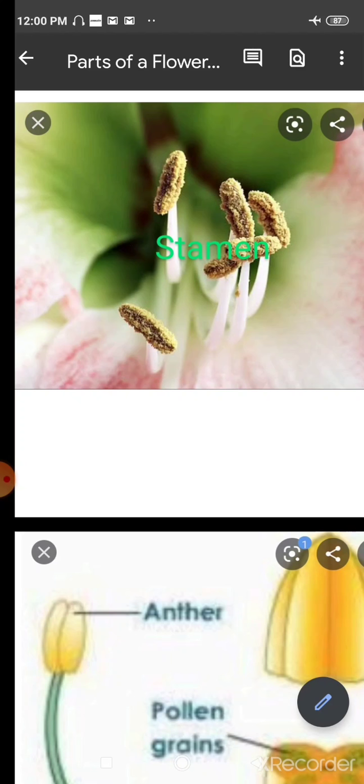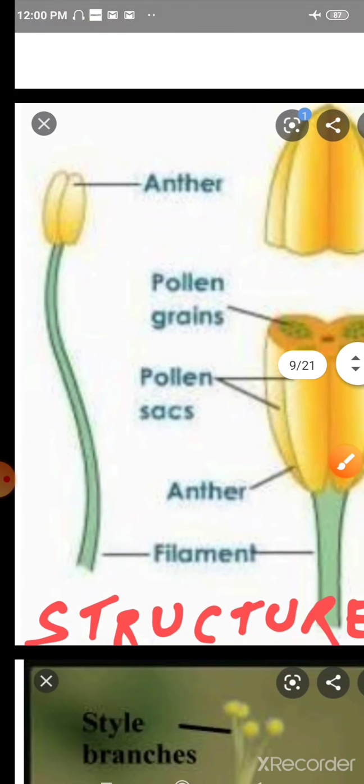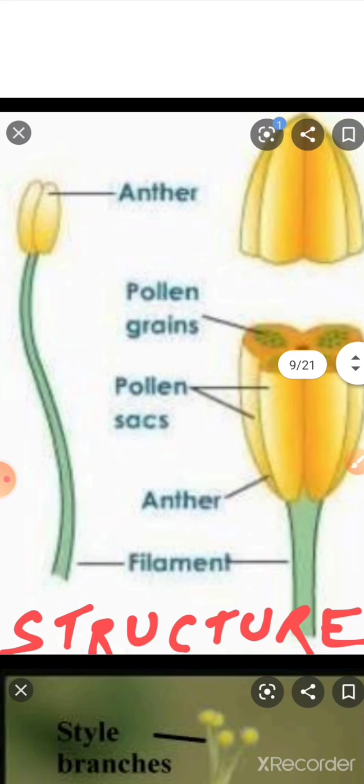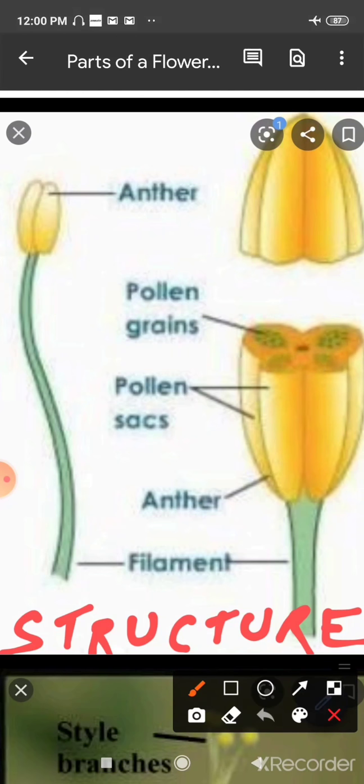Now if we move on to the next figure, that is the structure of the stamen. We find here the filament region, and you can see the anther. The anther is attached, and this region is called the connective. So that is the connective that we were talking about.